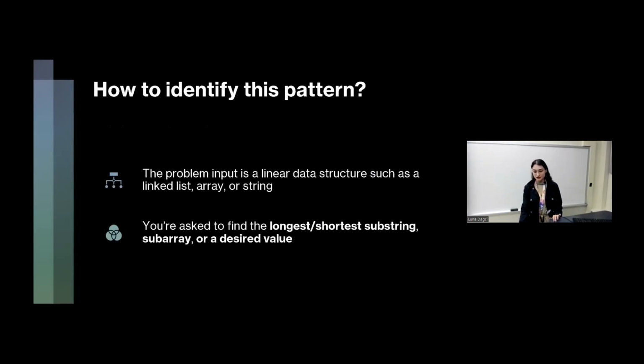So how can we identify this problem? How do we know this is a sliding window problem? As I said, it's a question that gives an input that is a linear data structure like arrays, and you're usually asked to find the longest substring, shortest substring, subarray, or a desired value.